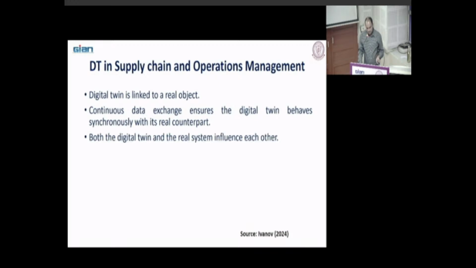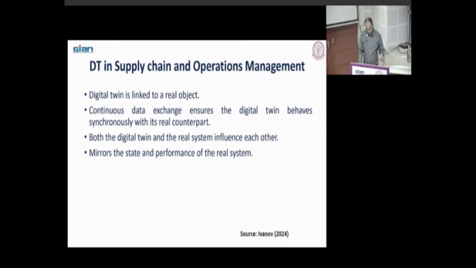Both the digital twin and the real system influence each other. We talked about two-way information sharing. The physical model sends information to the digital world. The digital model, the virtual model, the digital twin model, analyzes the data and then recommends something to the physical world.